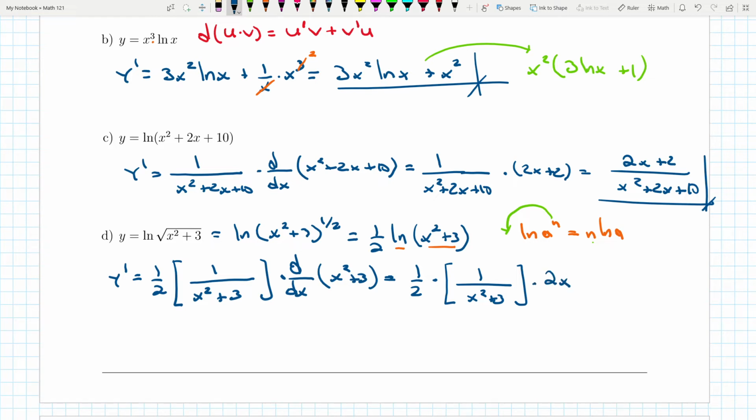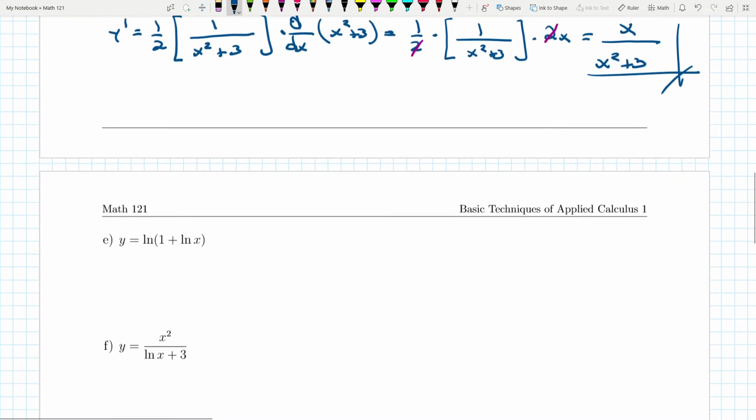But notice something here. Notice how these 2's are going to cancel. And we're going to end up with x over x squared plus 3. And that's the final answer. All right, let's have a look at other examples.